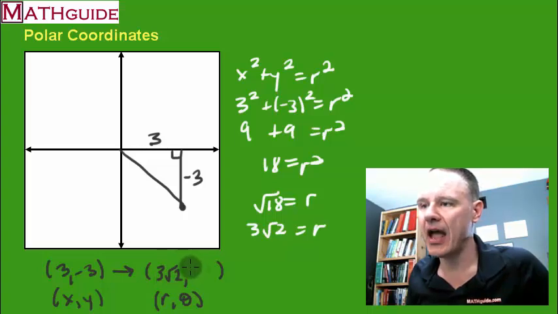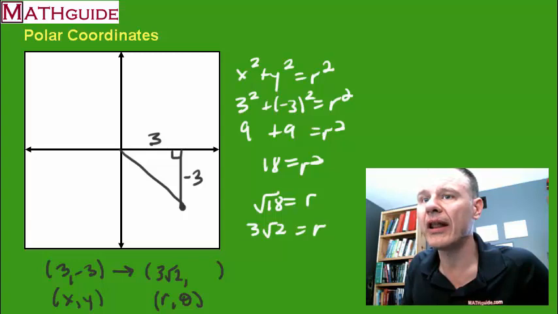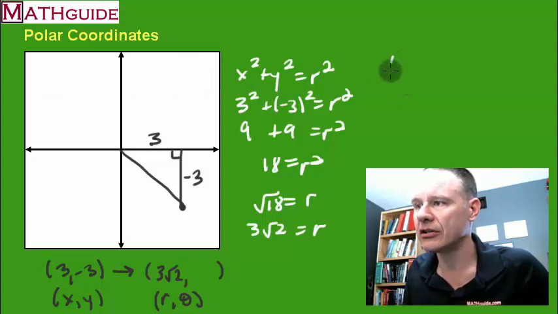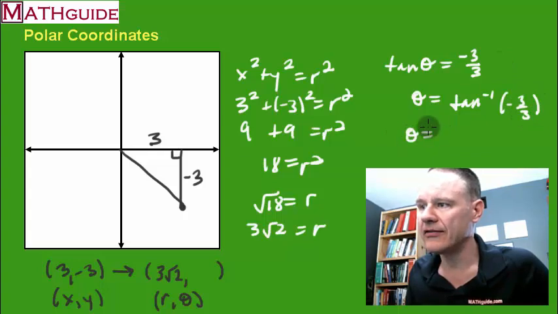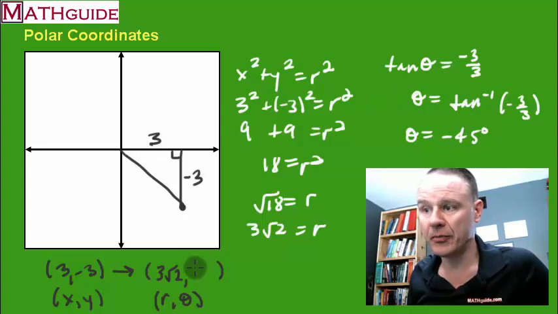Next, we've got to find the angle. So how do you find the angle? You now use the other relationship. You say the tangent of the angle is equal to y over x. Throw this in a calculator by taking the inverse tangent. And the calculator gives us a negative 45 degree angle, or in other words, a 45 degree reference angle. And that could be your answer right there.